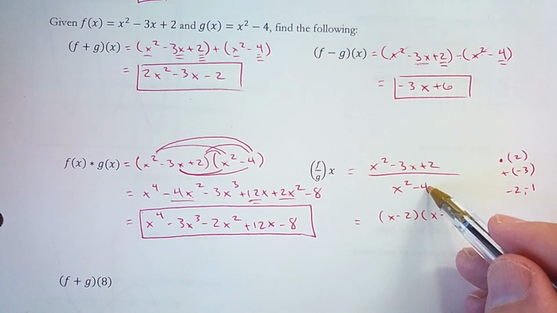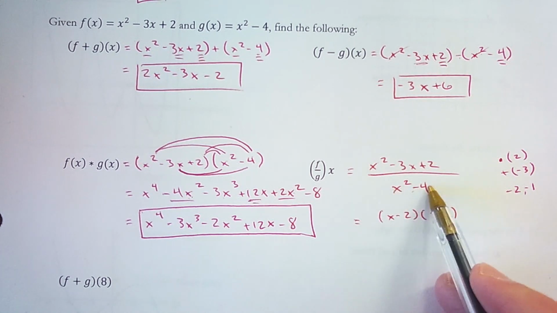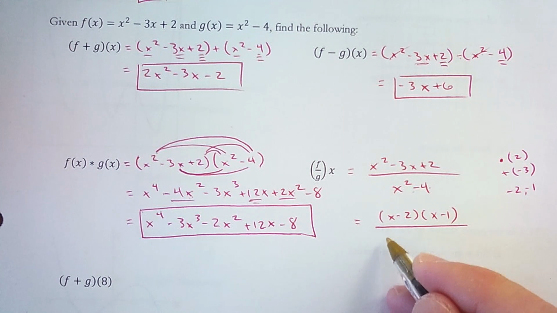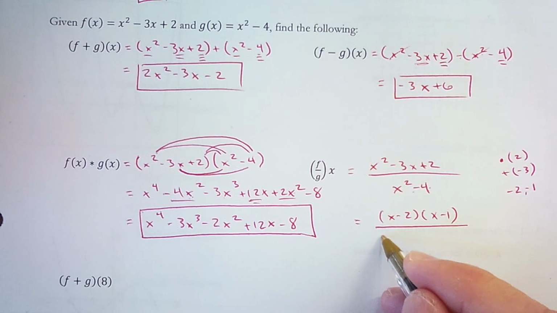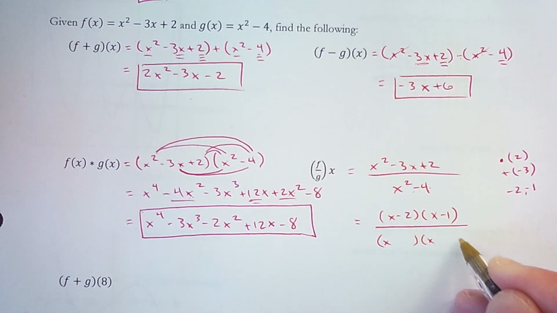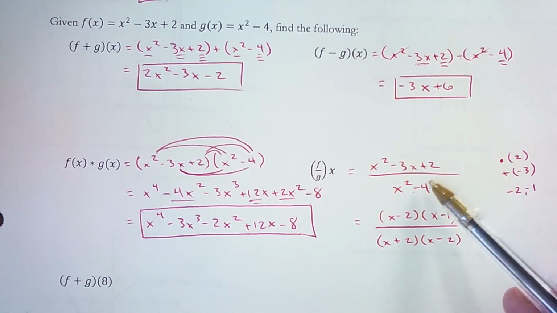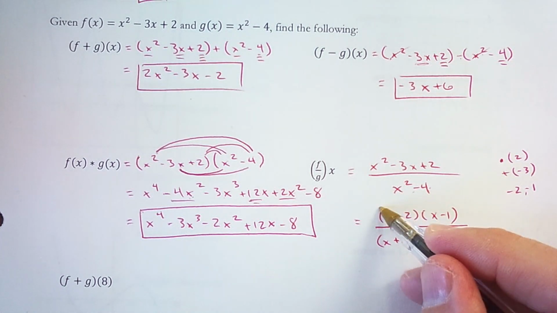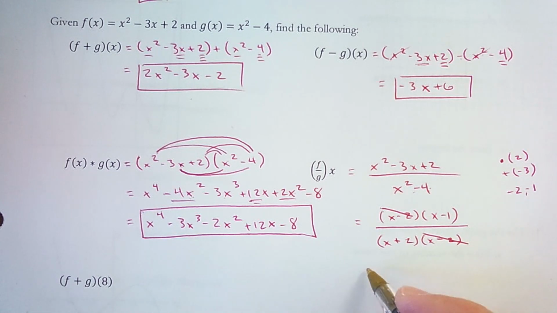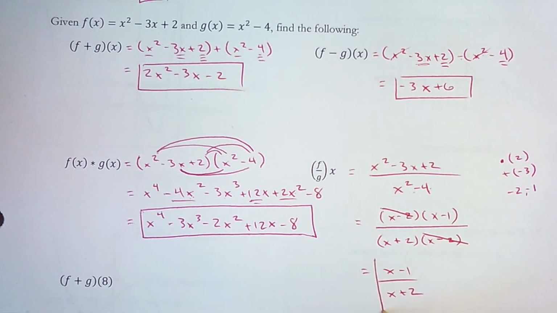The denominator is a difference of squares. So there's subtraction, and I've got two square numbers. So that factors to the square root of each term. So square root of x squared is x. Square root of 4 is 2. One's with a plus, one's with a minus. So x plus 2 times x minus 2 is the factored form of x squared minus 4. Now, both the numerator and the denominator have a factor of x minus 2, so those will cancel, leaving me with x minus 1 over x plus 2.